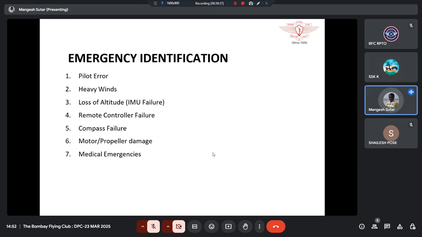What are the emergency identifications? It could be pilot error, heavy wind, loss of altitude because of IMU failure. There could be a remote controller failure, that is RC failure. There could be a compass failure. If the compass fails, what will happen? The drone will not know its orientation. It will not know north, south, east and west. Then you could have motor or propeller damage, or a medical emergency. The pilot may suddenly have some medical emergency. You need to understand how we can handle this kind of emergency.